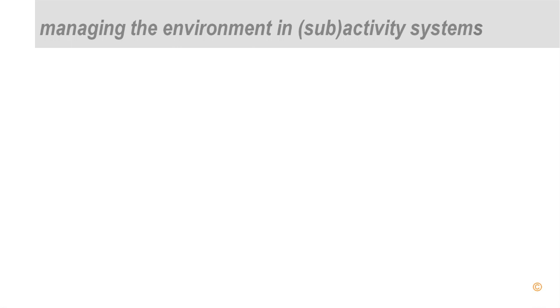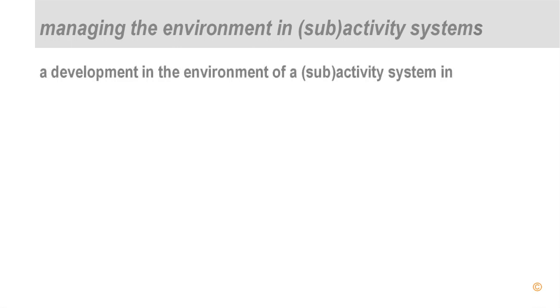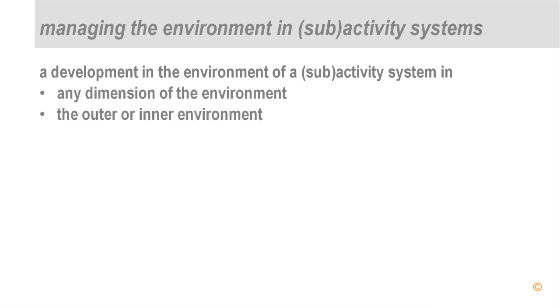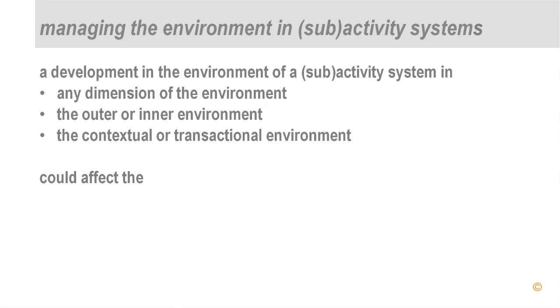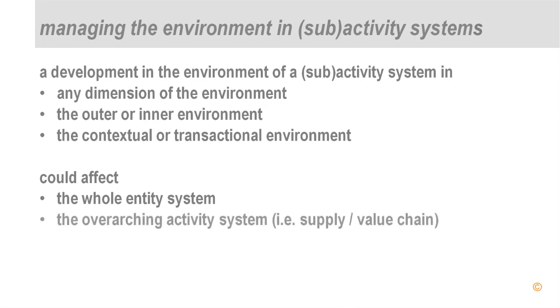If we summarize what we have said about the mutual impact of the environment and a system, we can say that the development in the environment of an activity system or a sub-activity system in any dimension of the environment, in either its outer or inner environment or its contextual or transactional environment, can have an effect on the whole entity system, that means the whole organization, or the overarching containing activity system, in other words the supply chain, or also it could impact on another activity system within the organizational entity or in the outer or inner environment.